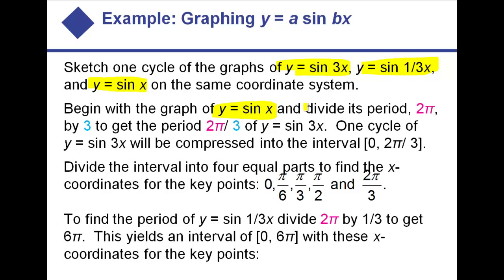Start with sine x, divide its period, 2 pi, by 3 to get 2 pi over 3 for sine of 3x, right? The rule is whatever our b is, you take the original period of 2 pi and divide it by b, and that gives you your new period.